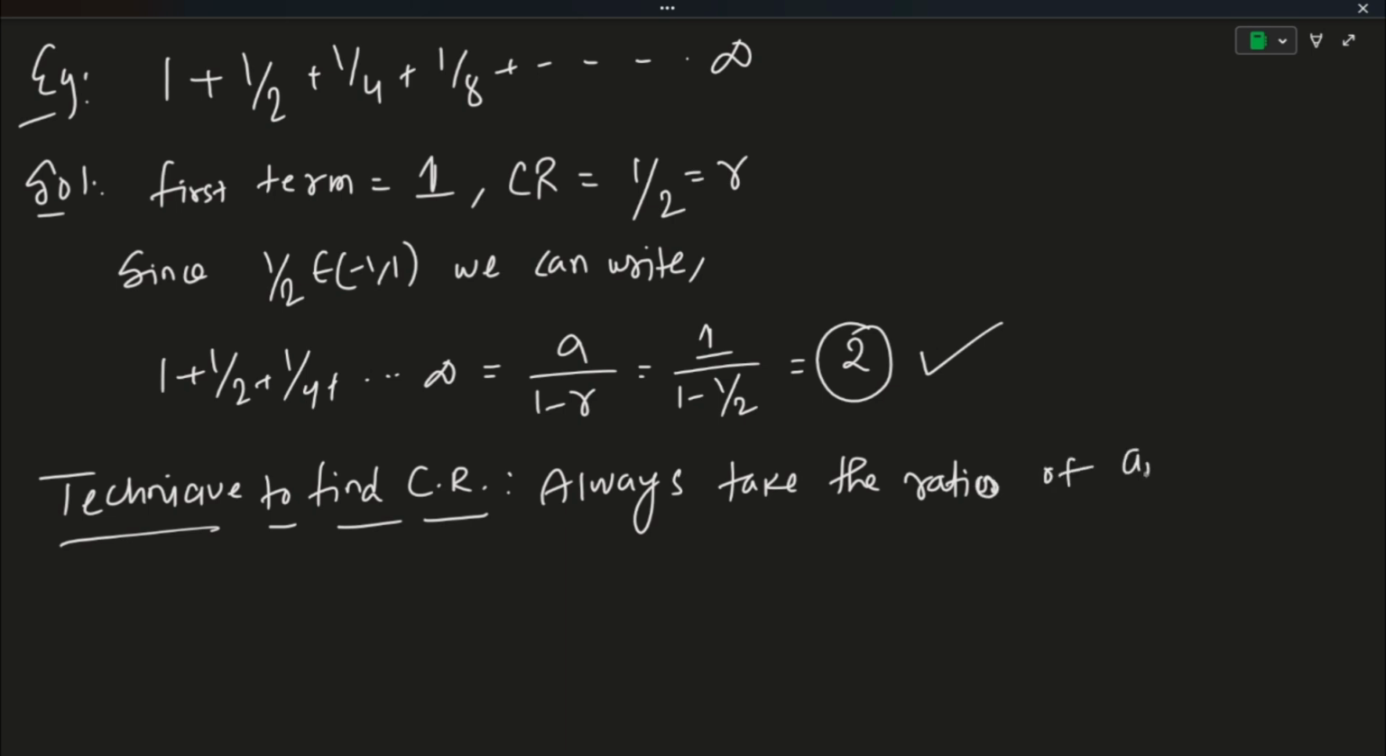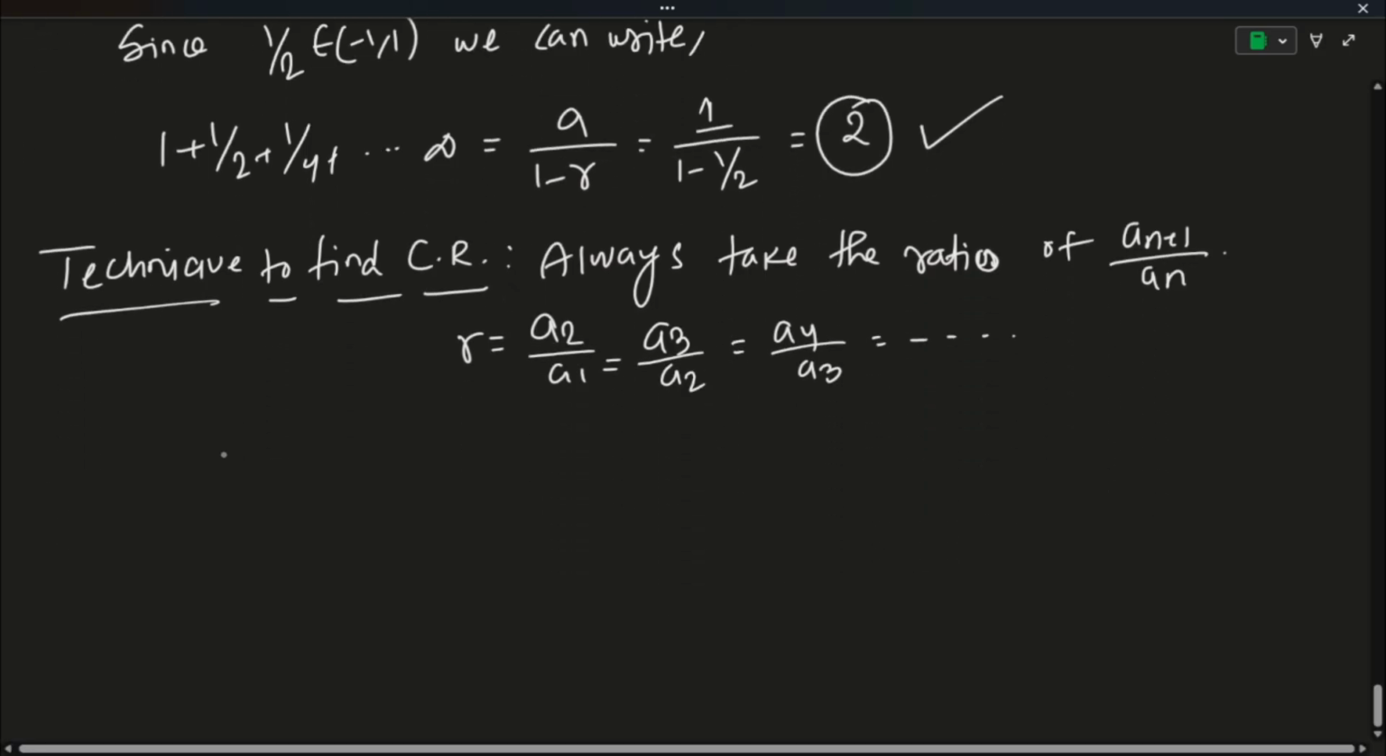of a(n+1) by a(n). So if you are given the first two terms, take a2 by a1 and take a3 by a2, this is going to give you the common ratio. So you can write r is a2 by a1, which is also a3 by a2, which is also a4 by a3. So all of these are going to be the same, which is basically equal to the common ratio r. Okay, you have to understand this.